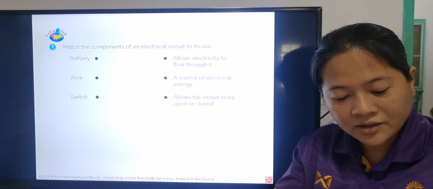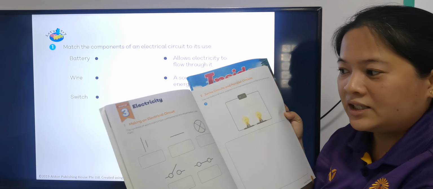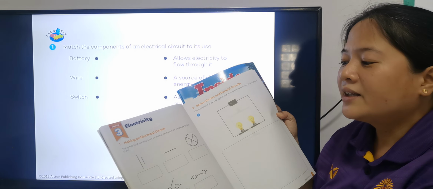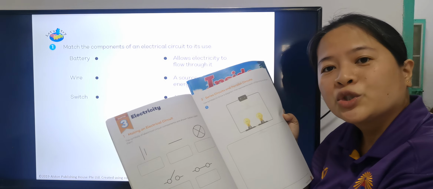And then you have to answer your workbook also, on page 30. It's going to be easy. You just identify what electrical component the symbol is showing, okay?